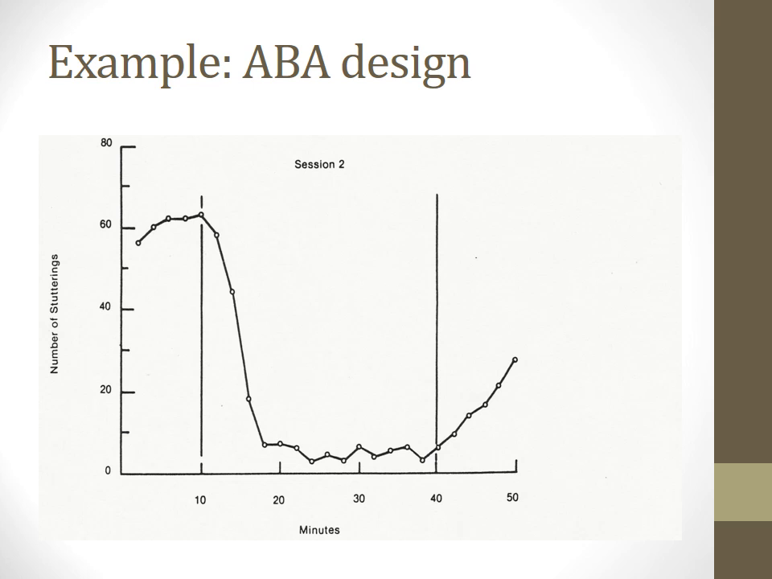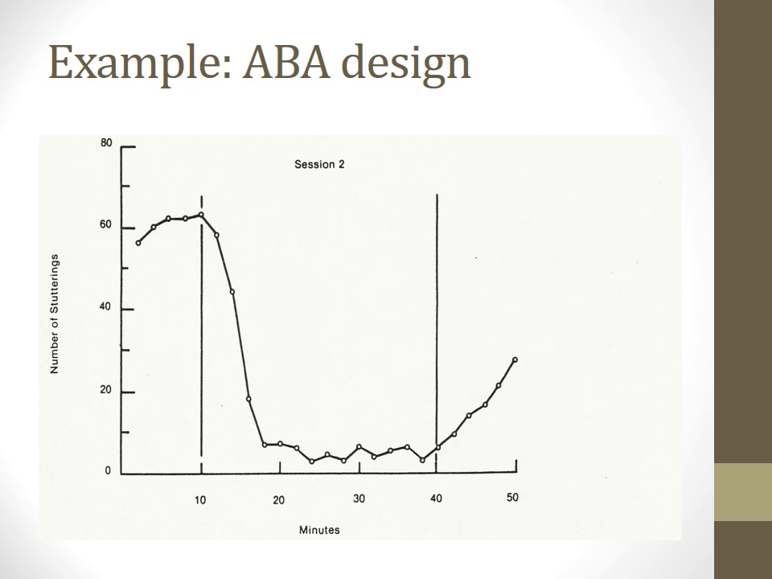Here's another example, and in this graph, the x-axis is the measurement in minutes, and the y-axis is what they're calling number of stutterings, which is a funny way to say disfluencies, but anyway. You can see even though the A, B, and A labels aren't on the graph, that there are 3 phases, and in the first phase, the A baseline phase, the number of disfluencies were pretty high.